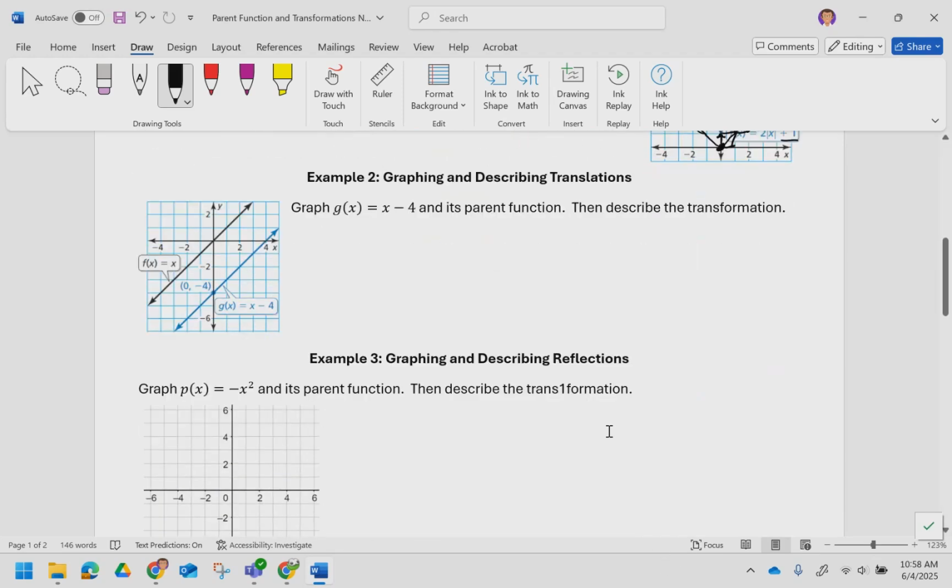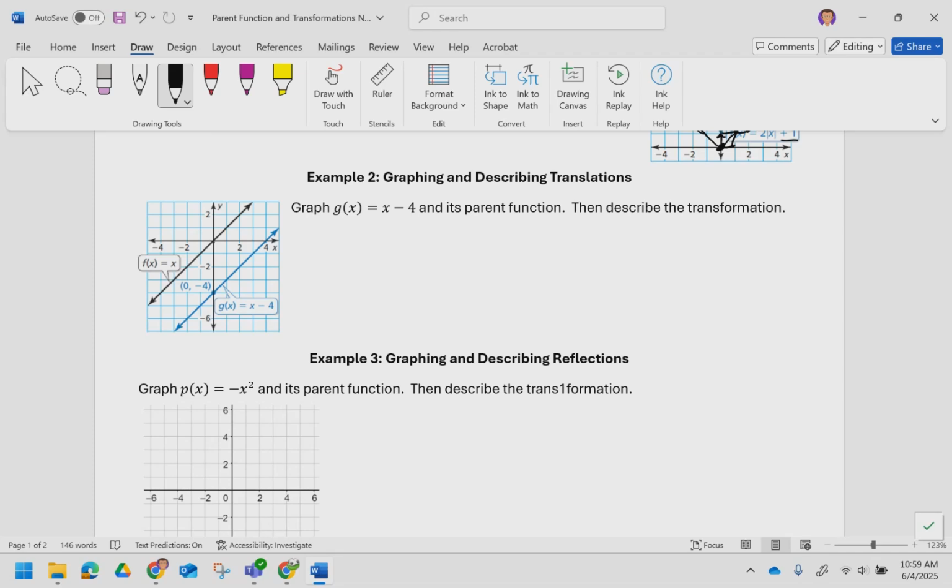All right. This next one. We're going to graph and describe another translation. So we've got this graph of g of x is equal to x minus 4 and its parent function. Here's the parent function, f of x is equal to x, graphed right there. And the other function, g of x equals x minus 4, is graphed right there. And we want to now describe the transformation that has happened.